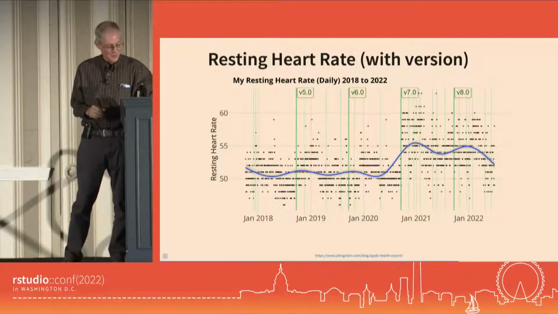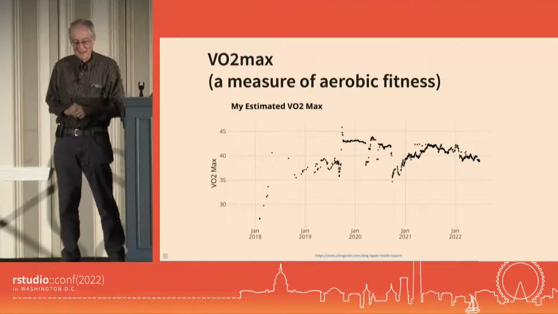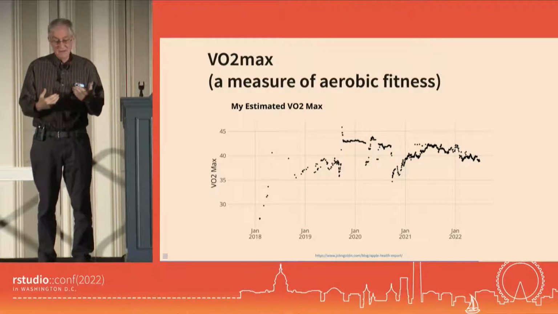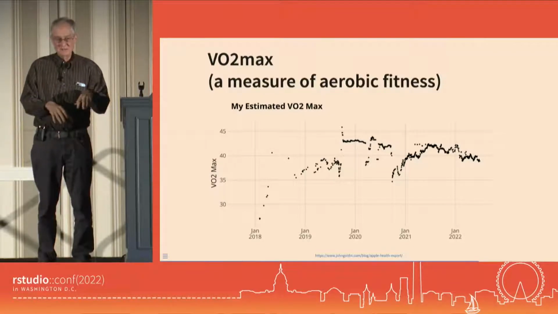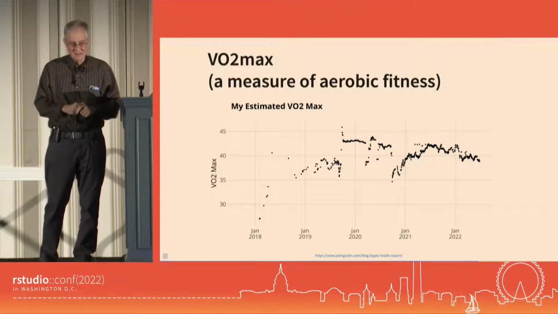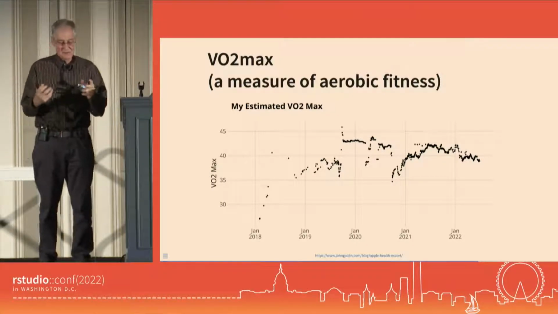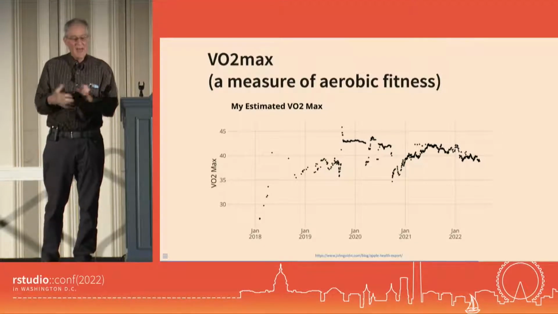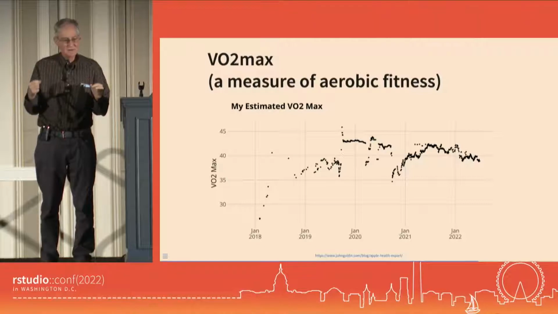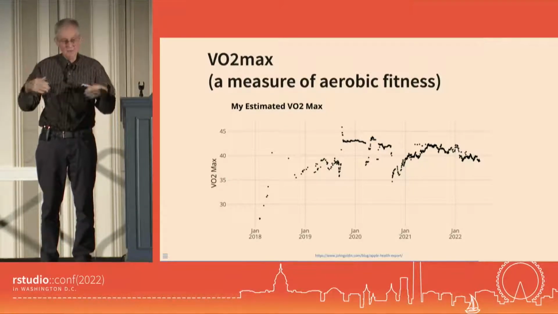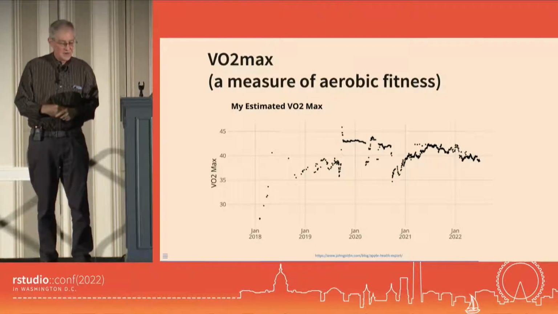I'm going to show one more example because I like it a lot. This is a measure I'm very interested in, VO2 max. This is a measure of your aerobic fitness. When it's done directly, you're in a lab and they're measuring your exhaled gases and seeing how well you're using oxygen. Obviously, you don't do that with an iPhone. So they have an algorithm that estimates your VO2 max based on, while you're walking a certain distance, looking at your heart rate and the speed that you're traveling the distance.